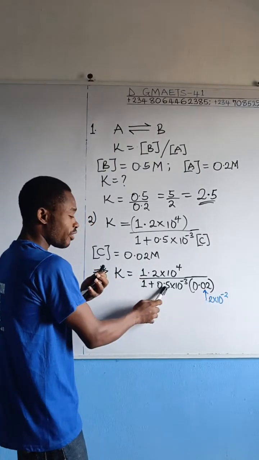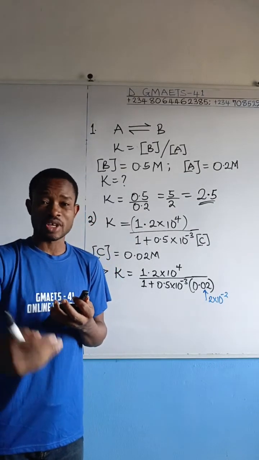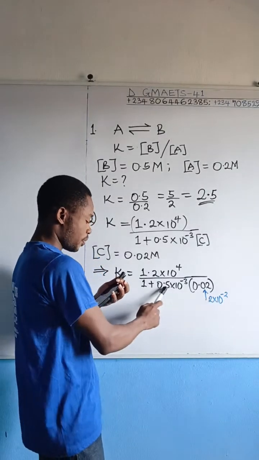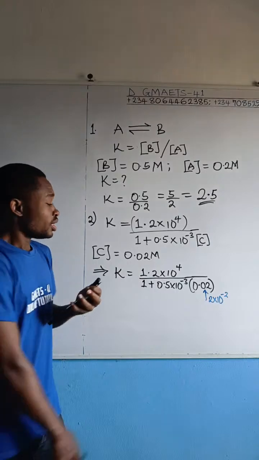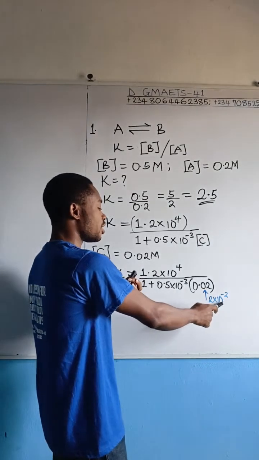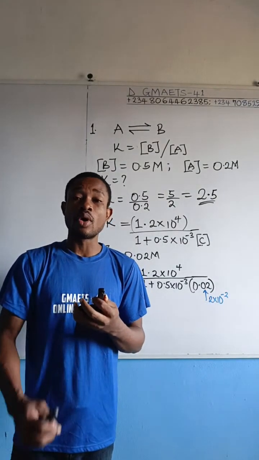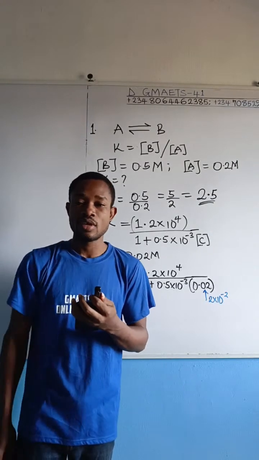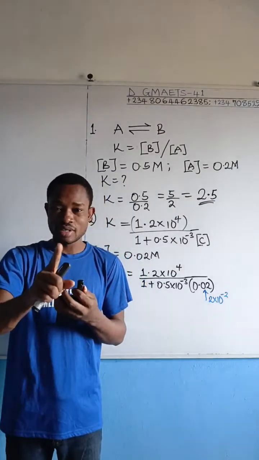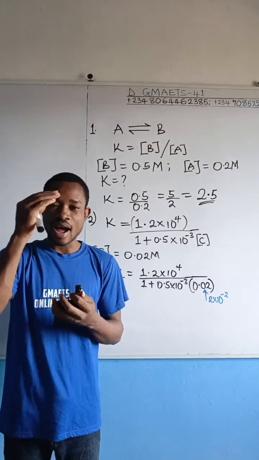2 times 0.5 will give you 1. I'm trying to use the law of indices, the multiplication law of indices. Multiply this 2 by 0.5, you're going to get 1. Then this 0.5 has times 10 raised to power minus 3. This 2 has times 10 raised to power minus 2. According to the multiplication law of indices, when you are multiplying two or more of the same bases, take note, you are meant to pick one of the bases and then add their powers.